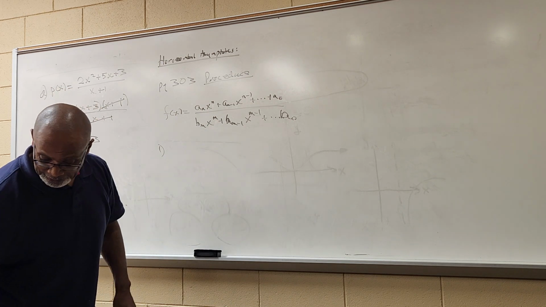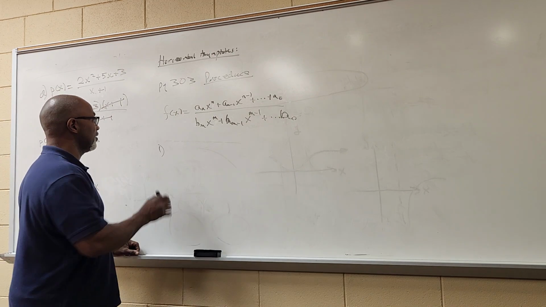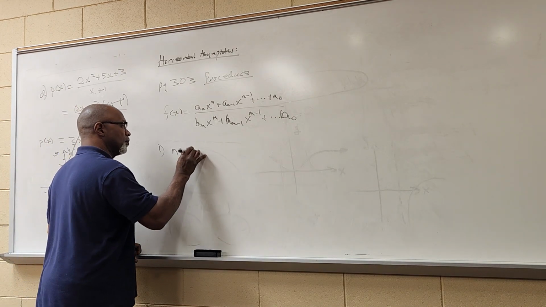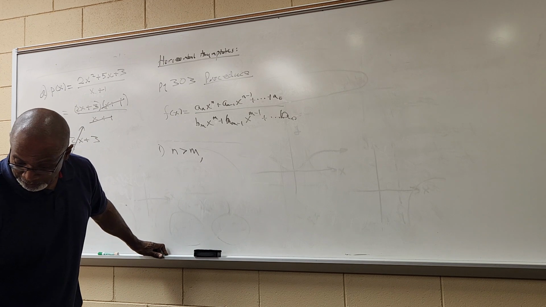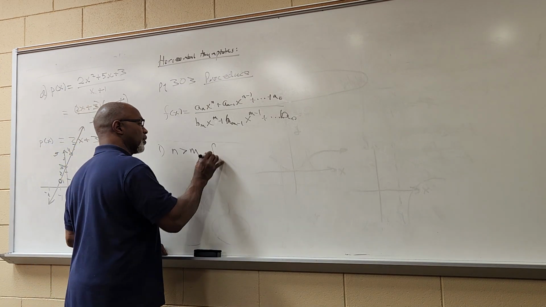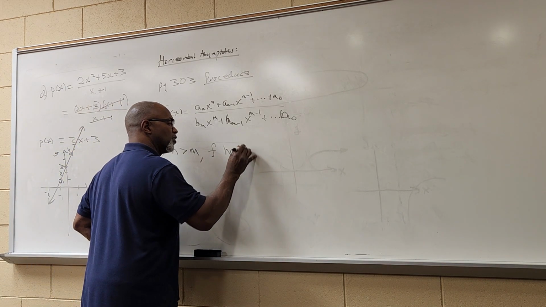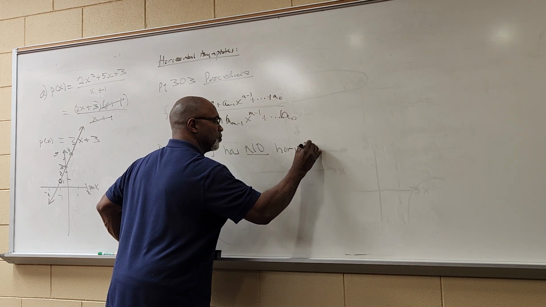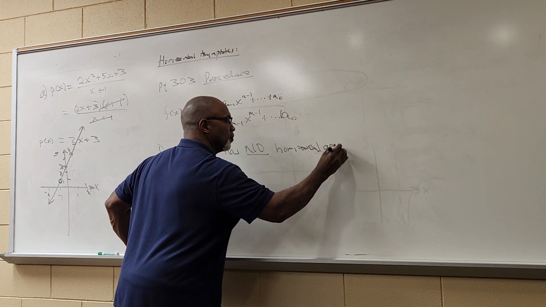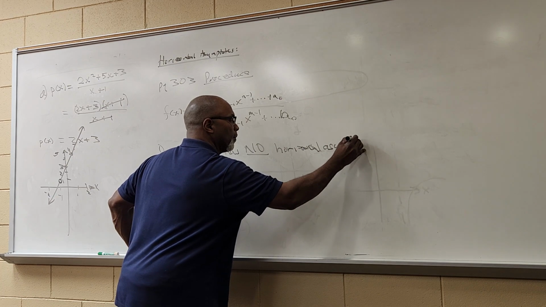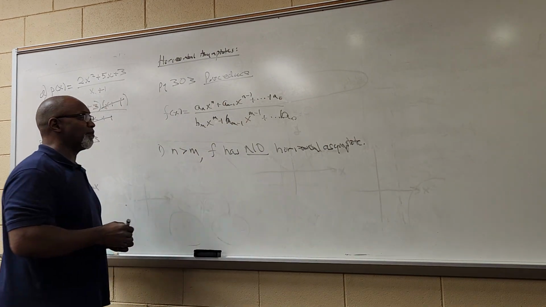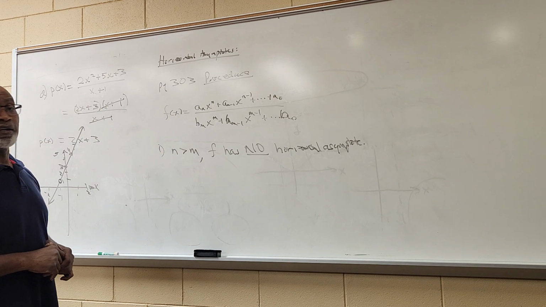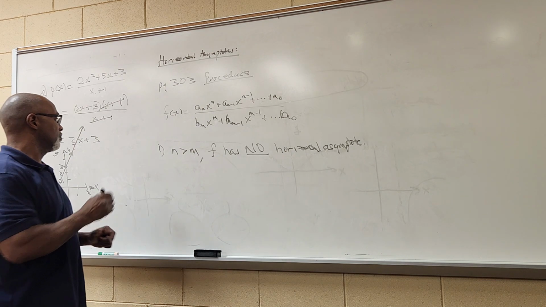Okay? And those rules said if N is bigger than M, if N is greater than M, F has no horizontal asymptote. So whenever the degree in the top is bigger than the degree in the bottom, there is no horizontal asymptote.